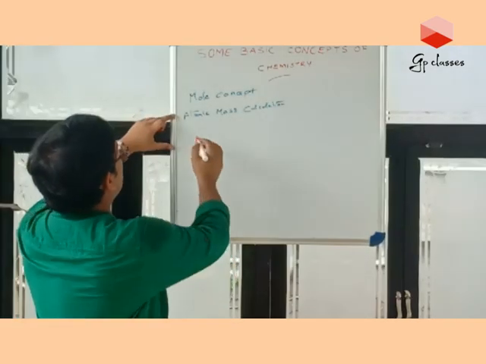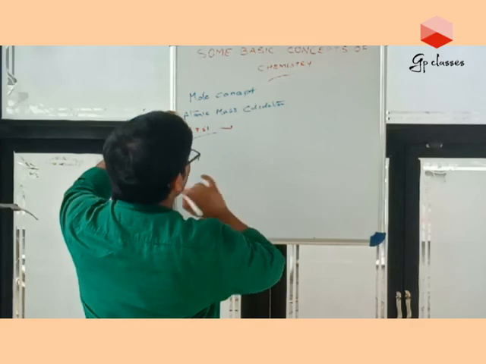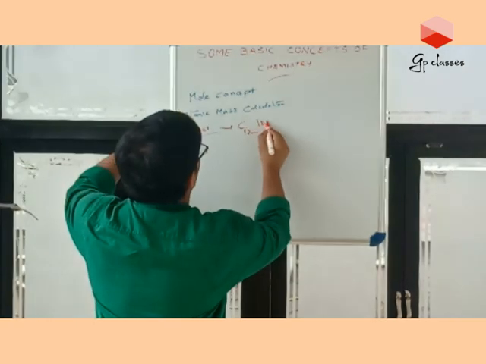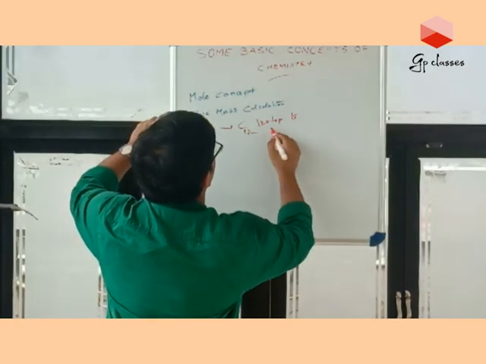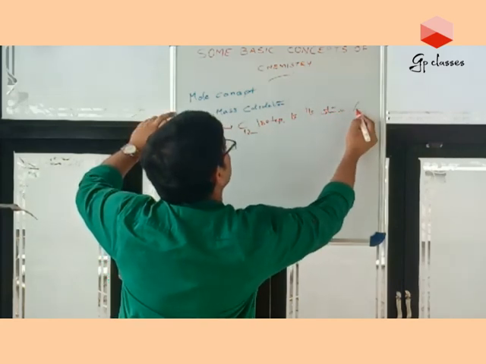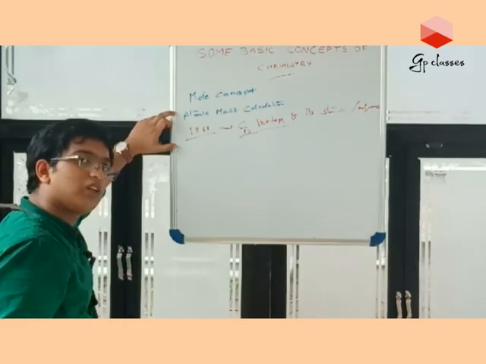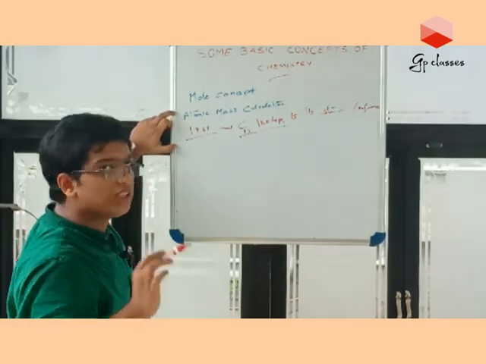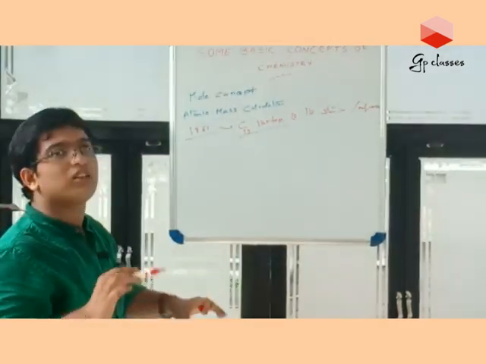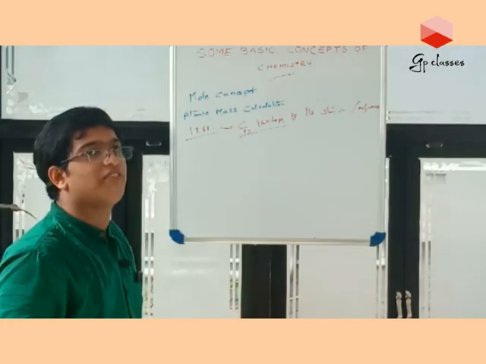Finally, in the year 1961, we accepted carbon 12, that is the C12 isotope, to be the standard or the reference. Carbon 12 was taken as a reference. Initially we said hydrogen was the reference, then oxygen became the reference, and later on carbon 12, which is presently followed, the carbon 12 isotope was taken as the reference.